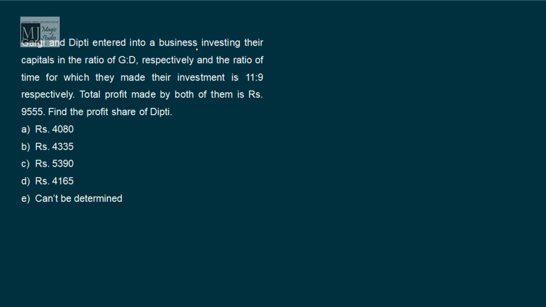Gargi and Dipti entered into a business investing their capitals in the ratio G is to D. Gx is Gargi's money, Dx is Dipti's money, respectively. The ratio of time for which they made the investment is 11 is to 9. That means it would be 11y months or years, whatever, and this is 9y. Total profit made by both of them is rupees 9555. Find the profit share of Dipti.